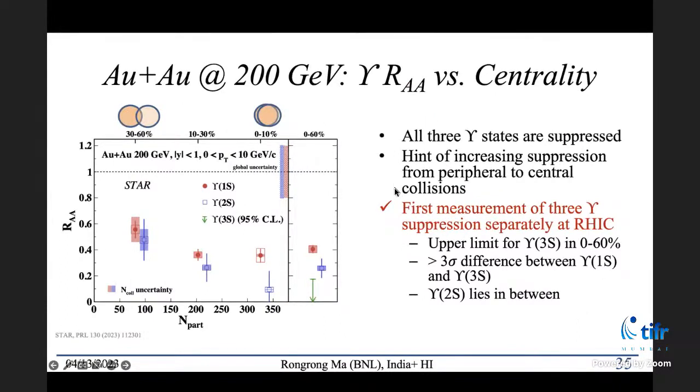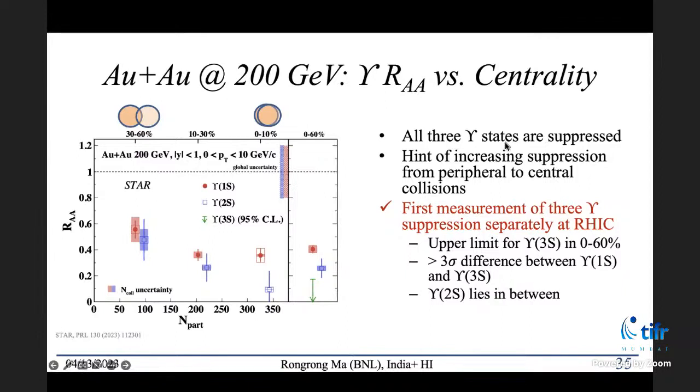So this is the latest measurement of the Upsilon from STAR. On the left-hand side, this is the Upsilon RAA as a function of centrality; the red is Upsilon 1S and the blue is Upsilon 2S. On the right-hand side, this is the combined centrality, 0 to 60%. We also have Upsilon 1S as red, 2S, and we have an upper limit for Upsilon 3S because we don't really see any clear signal. We can only put an upper limit.